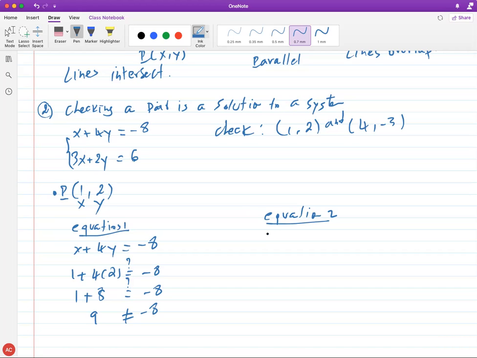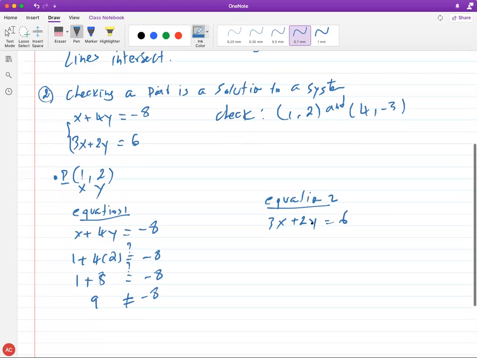So equation 2 is 3x plus 2y equals 6. Again, we check with the same point. So we're going to plug in x and y. X is 1, so it's going to be 3 times 1 plus 2 times y. Again, y is 2. And we'll see if it works. So we have 3 here plus 4 equals, is it equal to 6? No, this is 7. Obviously not equal to 6.